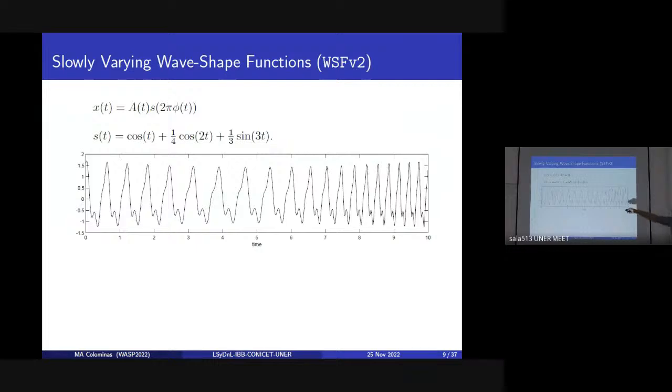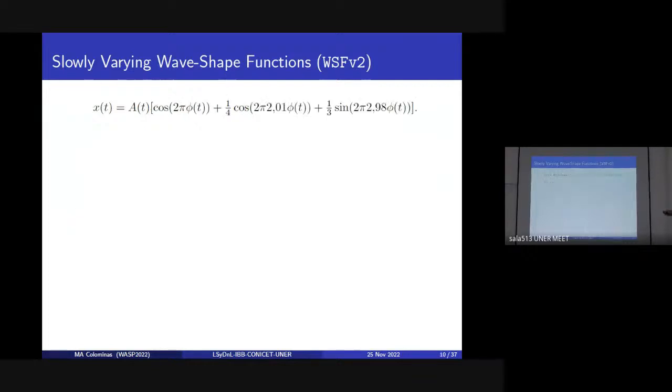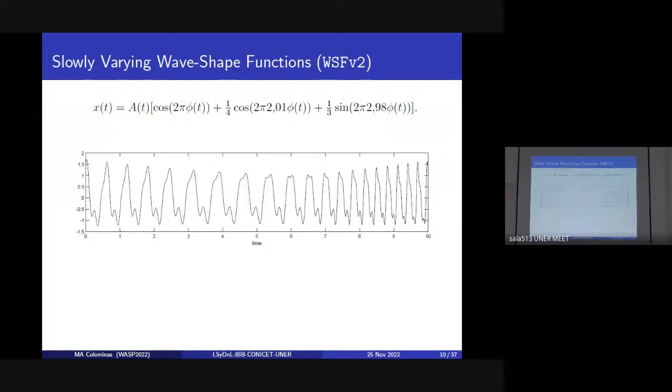We can easily write here, to open a bracket and write cosine of 2 pi phi of t plus 1/4 cosine of 2 pi 2 phi of t, and 1/3 sine of 2 pi 3 times phi of t. Okay, it would be the same. What happens if instead of being all integer multiples, we try this, okay? Very, very small departures from the integer multiples. What will happen?